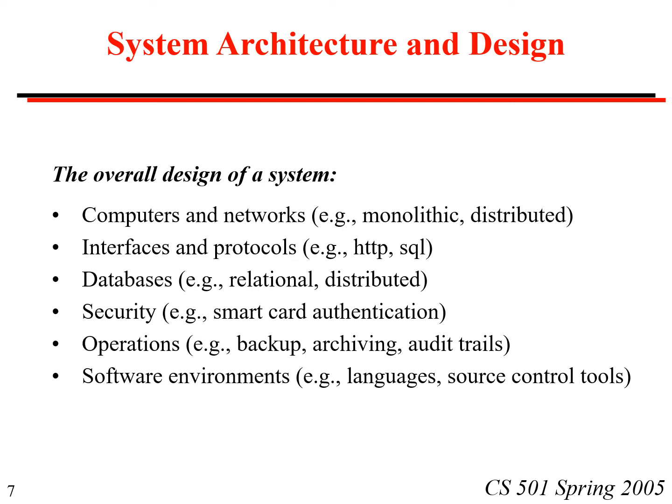So let's start with system architecture and design, that is the introduction of the design model. When we say the overall design of a system, obviously it will consist of all these listed points. Number 1 will be computers and networks, which we also call entities, modules, devices which are connected to each other.